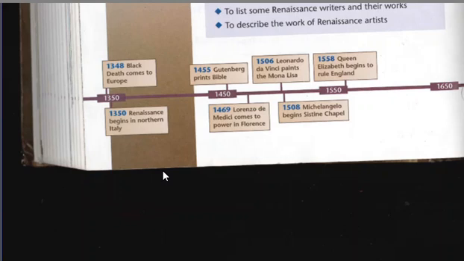1469, Lorenzo de' Medici comes to power in Florence. He was a very, very influential man during the Renaissance. 1506, Leonardo da Vinci paints the Mona Lisa. A painting you probably have seen, but if you haven't, you will in this chapter. 1508, Michelangelo begins painting the Sistine Chapel ceiling. Again, if you haven't seen it, you'll get some examples during this chapter, so don't worry about it.